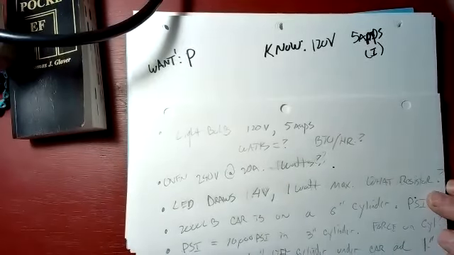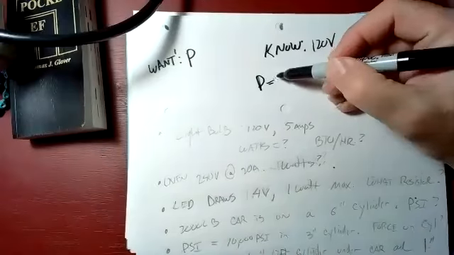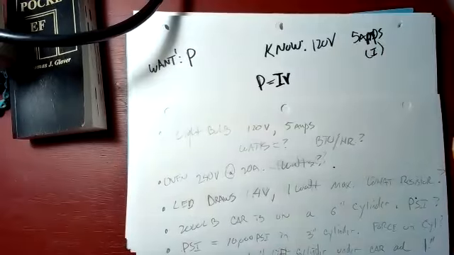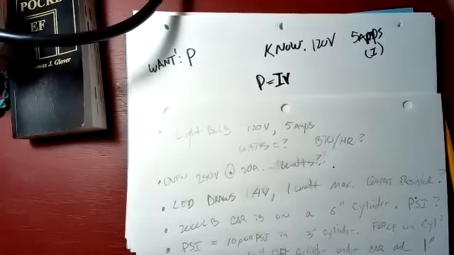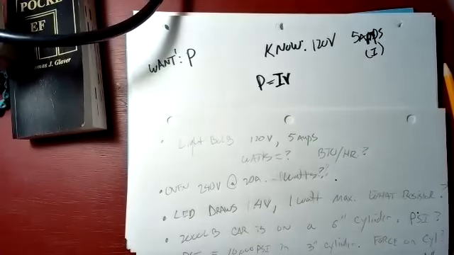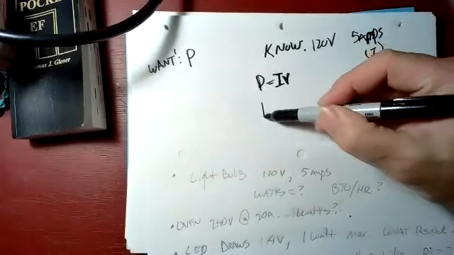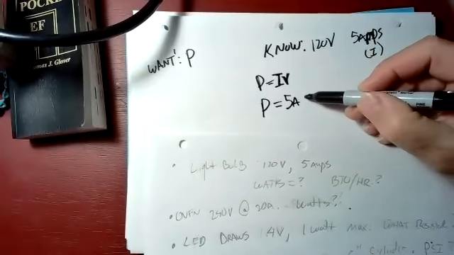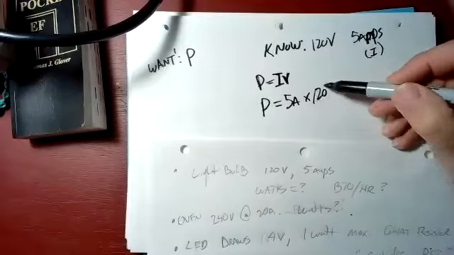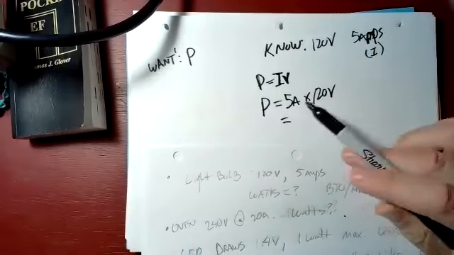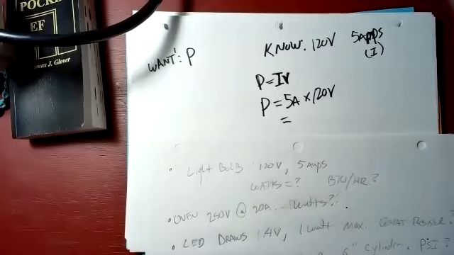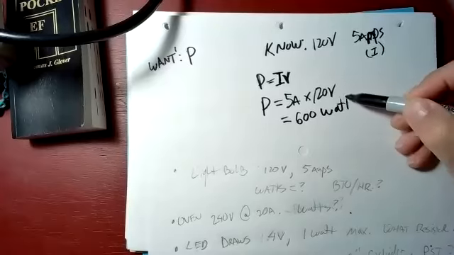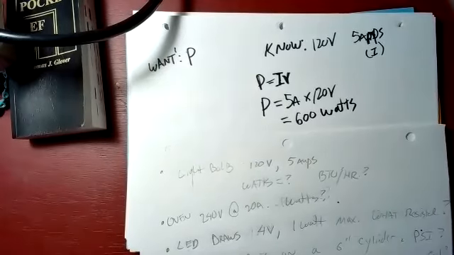Well, P equals IV. Great. This is my second favorite formula in the electrical world. And I remember it by thinking of poison ivy. P equals IV, poison ivy. So all I do is plug in current, which is 5 amps, times voltage, which is 120 volts, equals 5 times 120 is 600 watts.